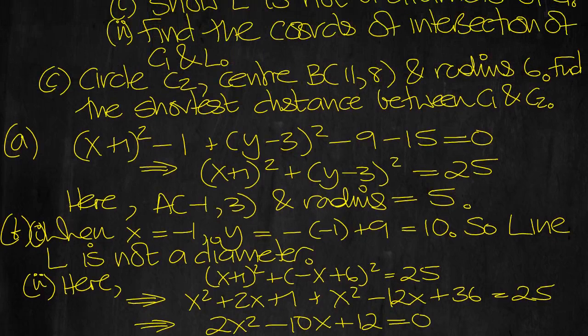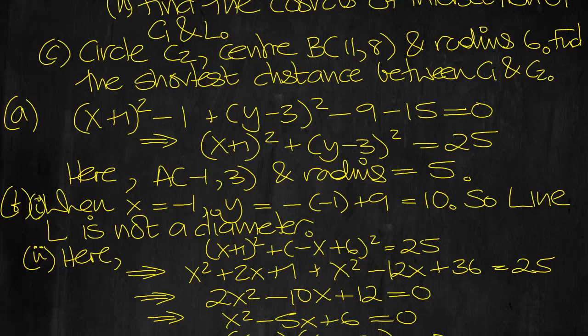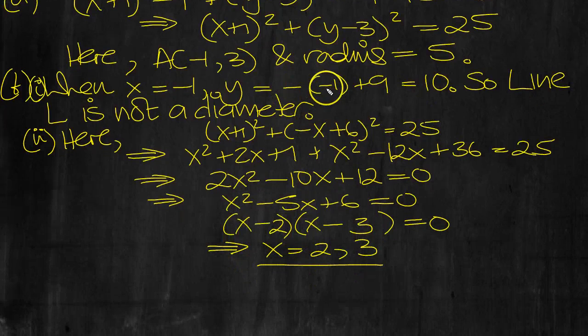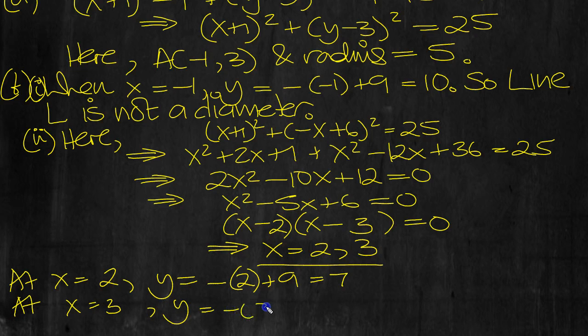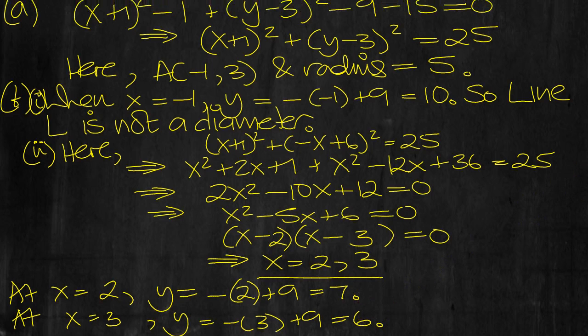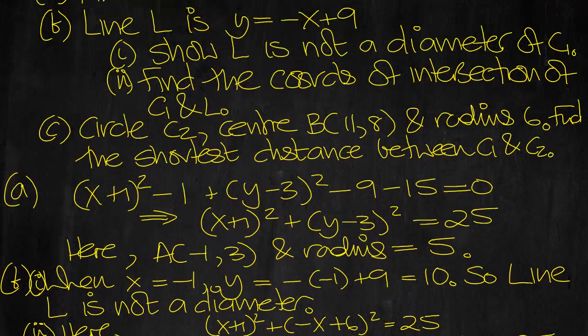So what's B part 2 then? Find the coordinates of intersection of C1 and L. We know that on the line L, y equals minus x plus 9, don't we? At x equals 2, y equals minus 2 plus 9, which equals 7. At x equals 3, y is equal to minus 3 plus 9, which is 6. Okay, good. So that's B part 2. So we've got the intersection of the circle and line.